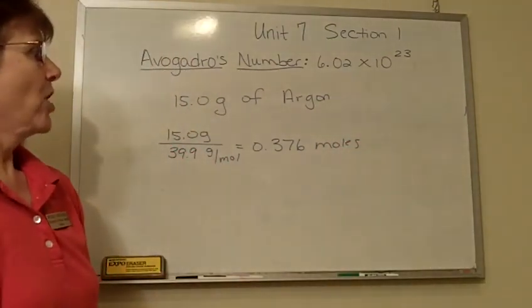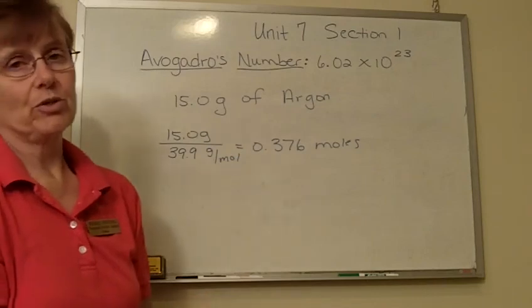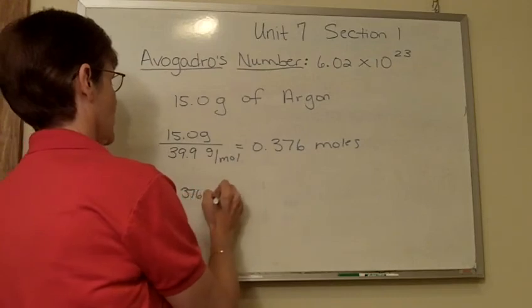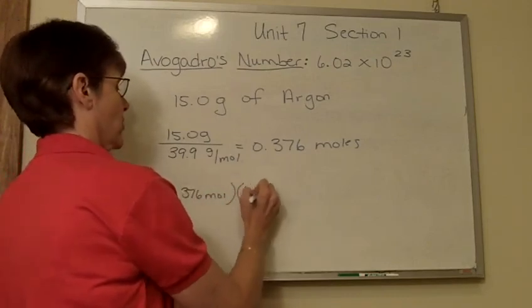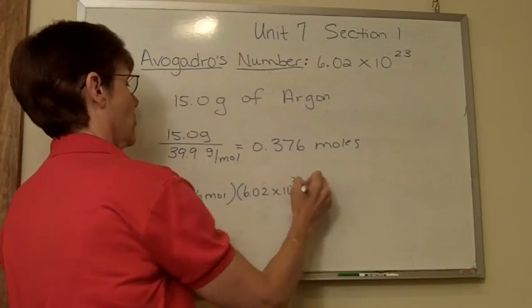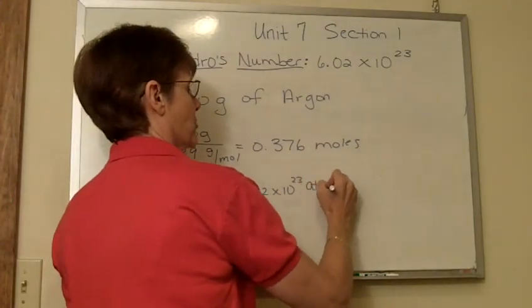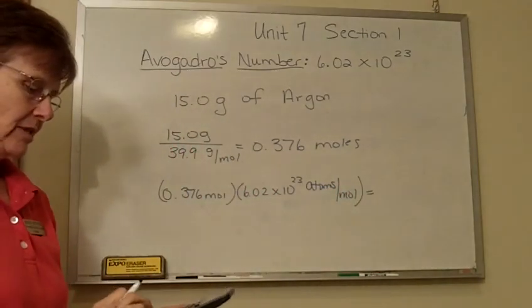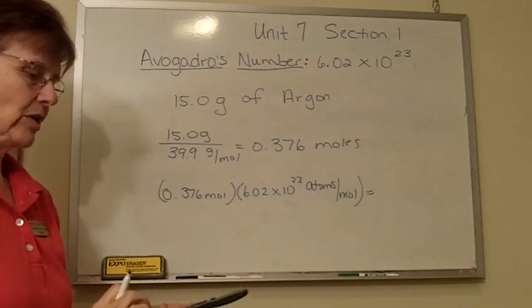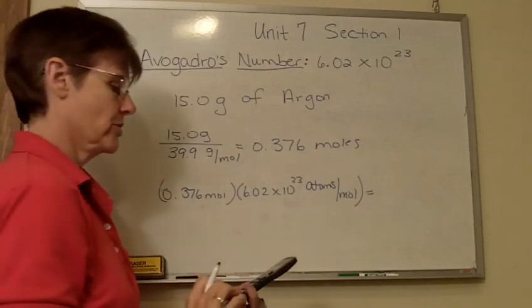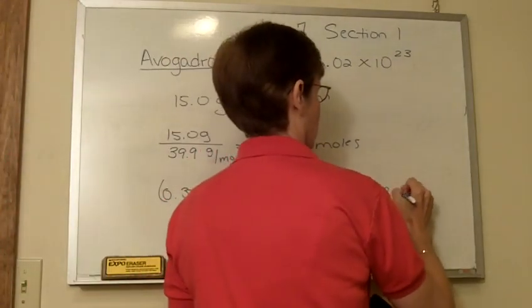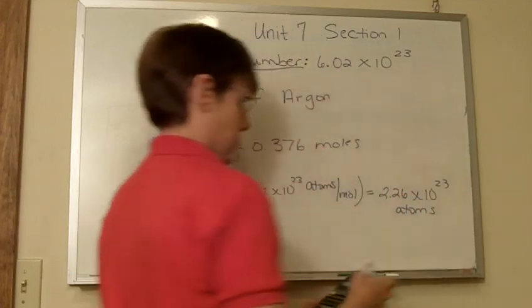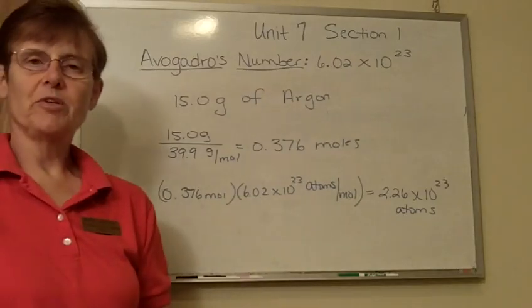Now, if I want to know the number of particles, each mole has 6.02 times 10 to the 23rd atoms. So we're going to take 0.376 moles, multiply it by 6.02 times 10 to the 23rd, which is the number of atoms per mole. So times 6.02 EE23 equals 2.26 times 10 to the 23rd atoms. So there's a couple of examples to get you started.